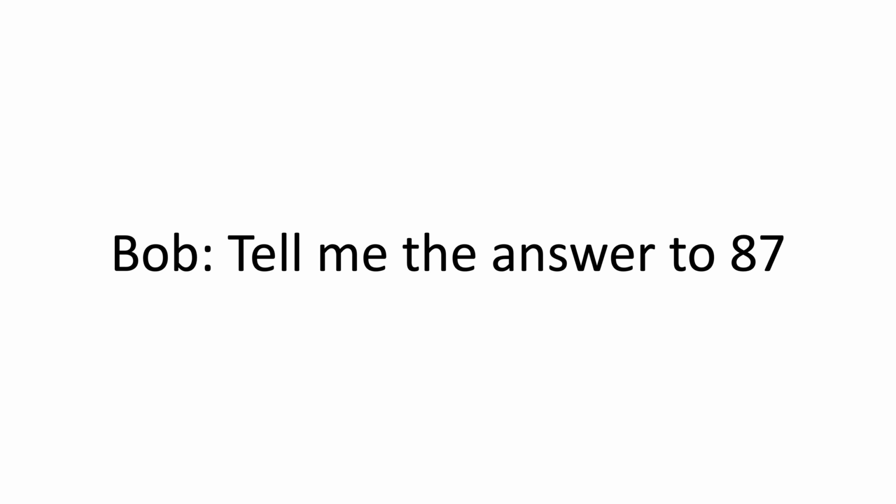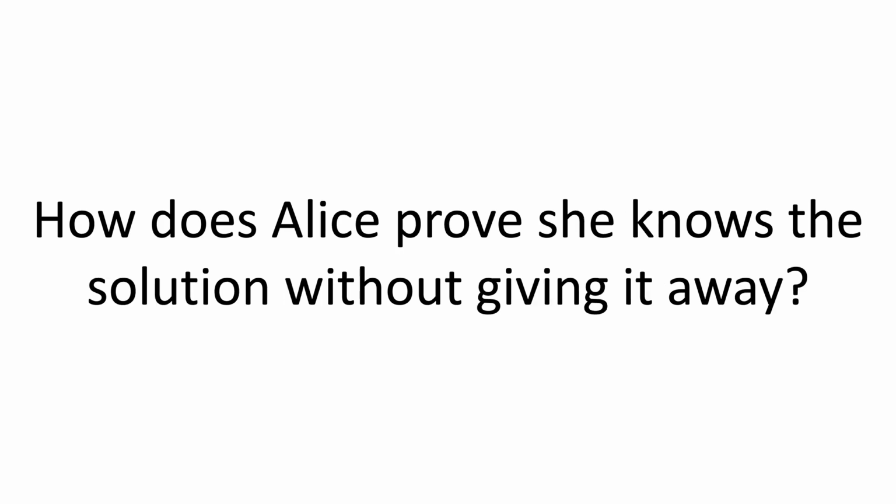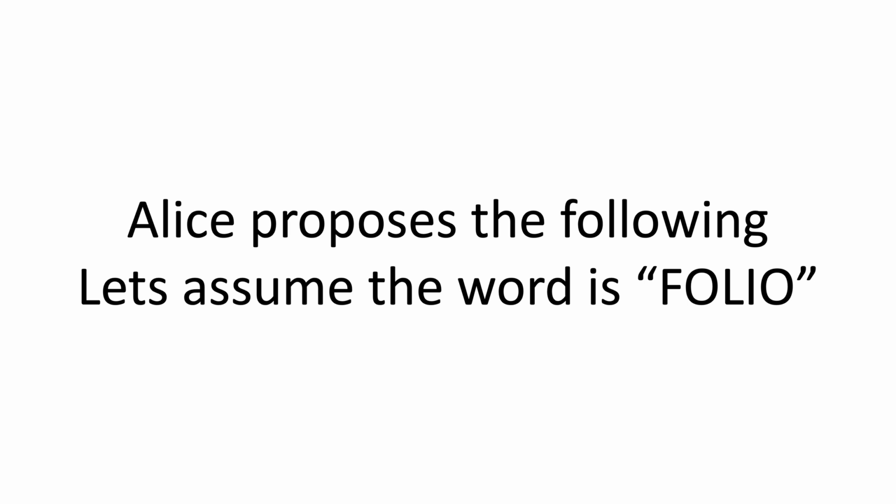So what to do? Bob suggests, tell me the answer to 87. However, Alice feels pretty iffy because that might lead to additional clues and she might be helping him solve the puzzle as well. And she doesn't want to do that. She doesn't want to give it away. So the question is, how does Alice prove that she knows the solution without giving it away? And at first it seems that it's not possible. But this is a scenario where one-way functions can be very useful. So she proposes the following.